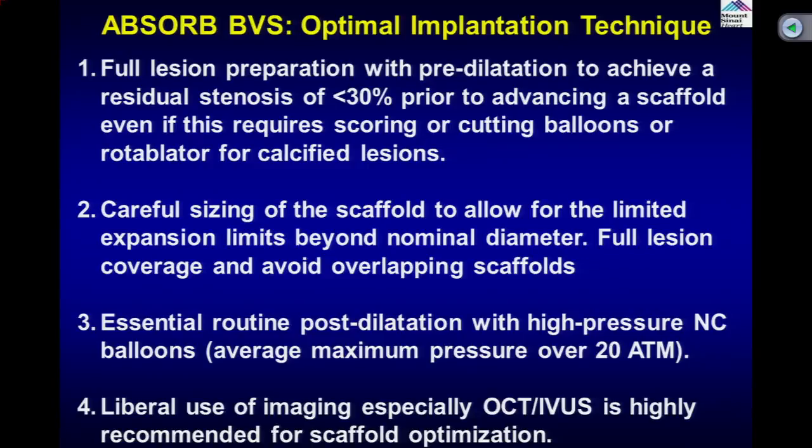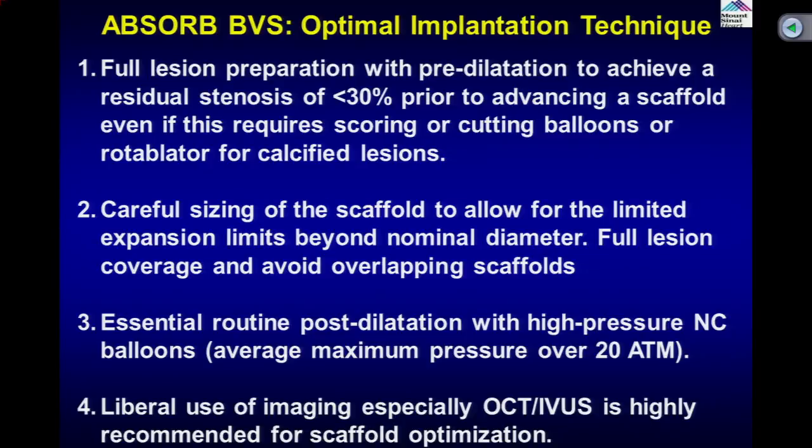and this is where hopefully we get the device approved, and these I have put here. There should be full lesion preparation with pre-dilatation, bringing the lesion to less than 30% stenosis. Before you put a scaffold, you may use a scoring balloon, cutting balloon, or rotablation for the calcific lesions. Then carefully size the scaffold 1 to 1, and of course cover the area, and then bring it to 10 to 12 atmospheres. Avoid much overlap of the scaffold, maybe 1 or 2 struts, point to point, which is the dot on the proximal end of the scaffold, and then essential routine post-dilatation with a high pressure to 20 atmospheres minimum with a non-compliant balloon.